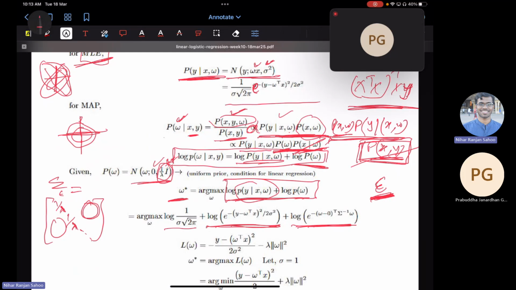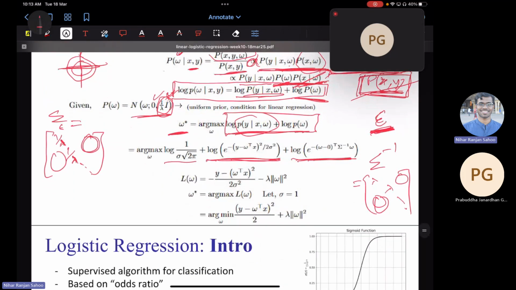If you write the PDF of this, it will be e to the power minus W minus 0 transpose sigma inverse W. What will the sigma inverse be? Because sigma is 1 by lambda on all diagonals, sigma inverse will be lambda, lambda, lambda on the diagonal, and everywhere else 0, because this is a diagonal matrix. And now we have a very nice part: it's a log of exponentials, so you can easily take the exponent outside. Then it will be lambda into W norm square.